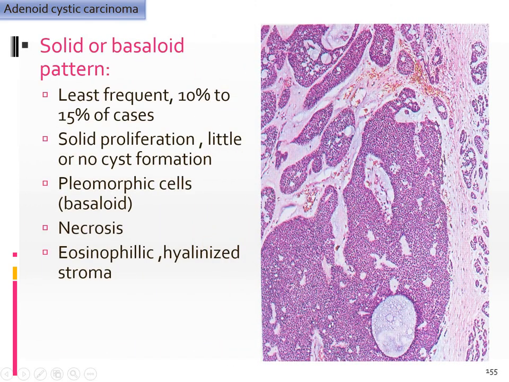These are solid areas, which account for less than 15% of the cases. There is absolutely no cystic formation. They will be a more aggressive kind of tumor. These are predominantly basaloid cells, and because of the solid areas, the central areas of large islands may undergo necrosis.